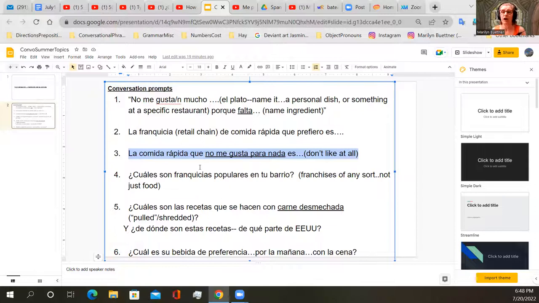Oh, White Castle. Oh, los famosos sliders. Muy, muy pequeñitas. Son como el tamaño de un quarter, ¿no? Son hamburguesas muy famosas en Chicago. Cuando yo vivía en Chicago, a todo el mundo le gustaba White Castle. Pero tienen mucha grasa también. No es un lugar para un vegetariano. Hay otra comida rápida que no les gusta para nada.